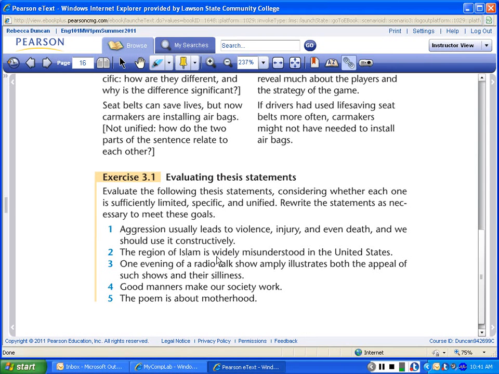The region of Islam is widely misunderstood. That's confusing to me because Islam is a religion and not a region, and that's just such a broad brush. It's like fad diets can be dangerous. So give me a because. If it's the religion of Islam, it's misunderstood in the United States because, then I have something to look forward to in your paper. All right, we're going to stop there for thesis statements.